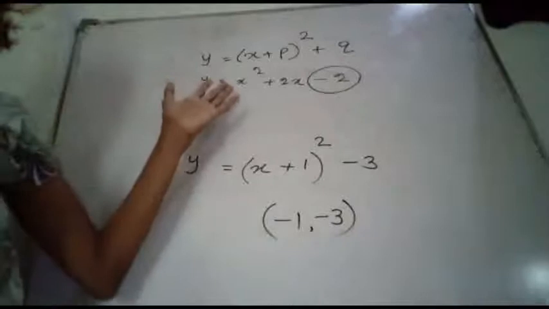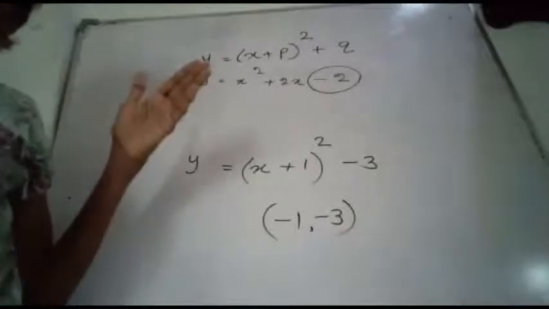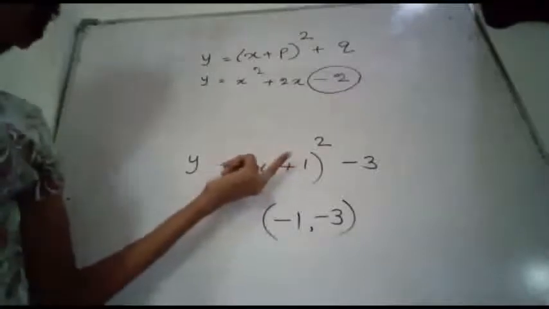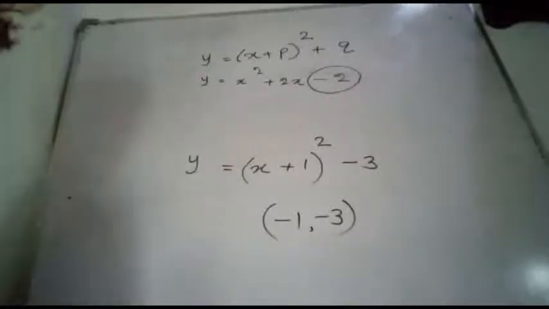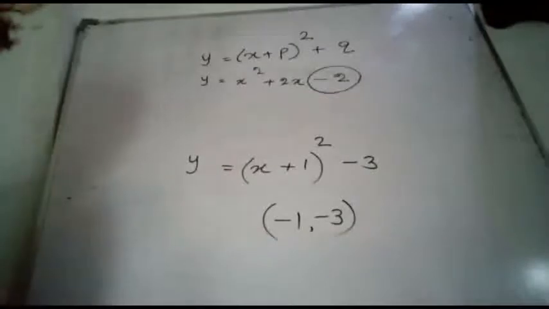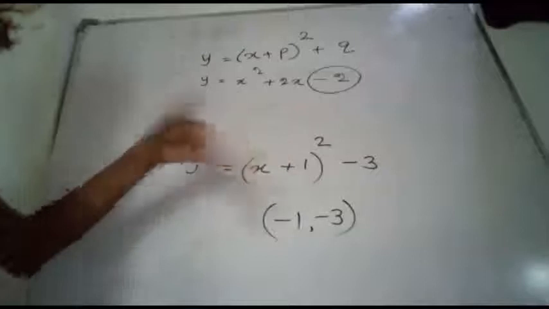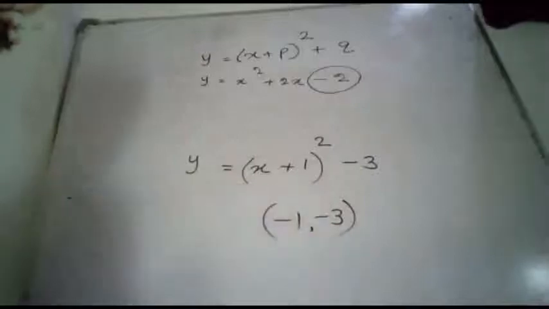Using any graph, we can write its equation, and using the equation, we can write the minimum point of the graph and the axis of symmetry. Here -3 is the minimum value of the graph. The equation of the axis of symmetry is x equals -1. The coordinates of the minimum point are (-1, -3).